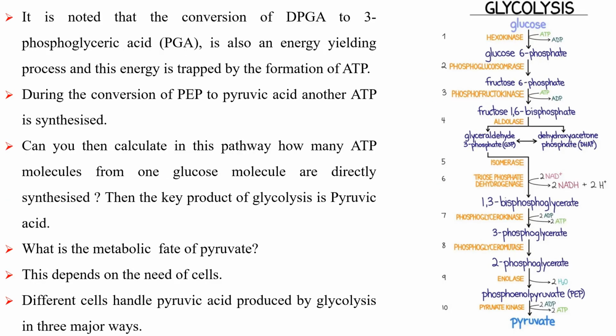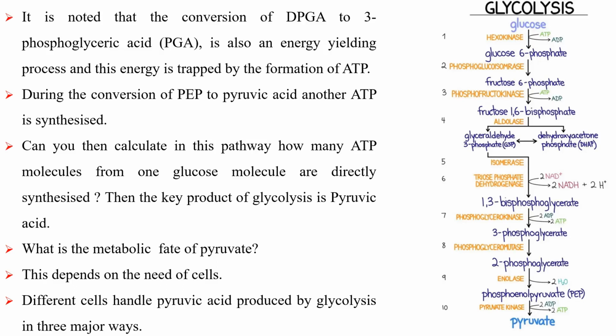It is noted that the conversion of DPGA to 3-phosphoglyceric acid, or PGA, is also an energy yielding process, and this energy is trapped by the formation of ATP. During the conversion of PEP to pyruvic acid, another ATP is synthesized. Can you then calculate in this pathway how many ATP molecules from one glucose molecule are directly synthesized? Then the key product of glycolysis is pyruvic acid.